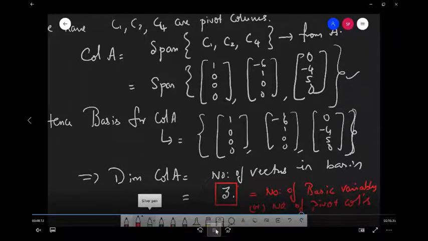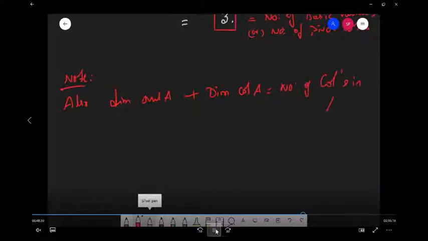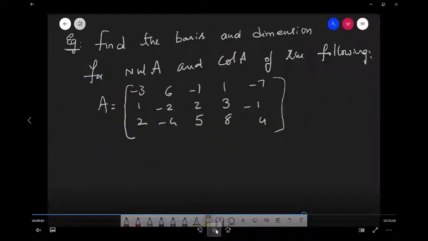And now we'll go for the next problem. Even here we can say that the dimension of null A plus the dimension of column space A is equal to the number of columns in A. That is 2 plus 3 is equal to 5. This is what we can observe in every problem where you are finding null A and column space A. Let us go to the next problem.